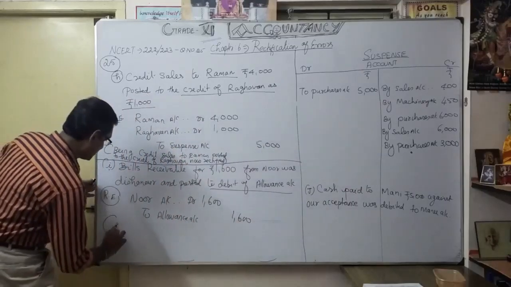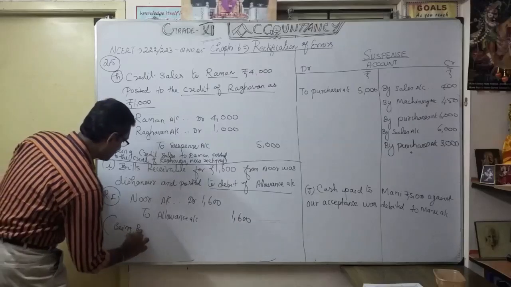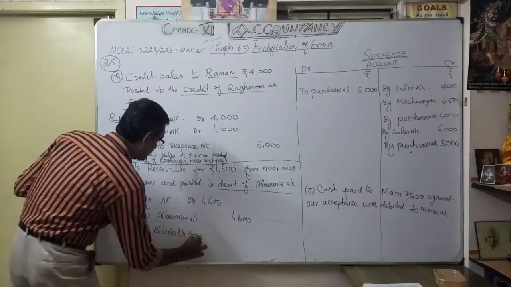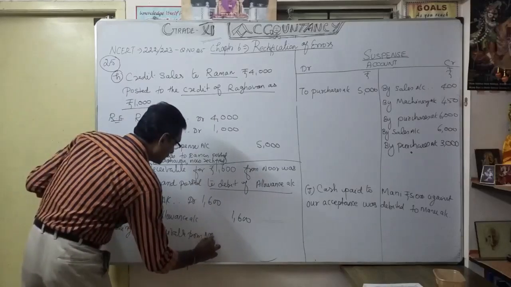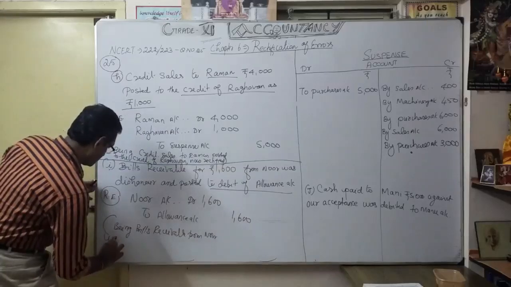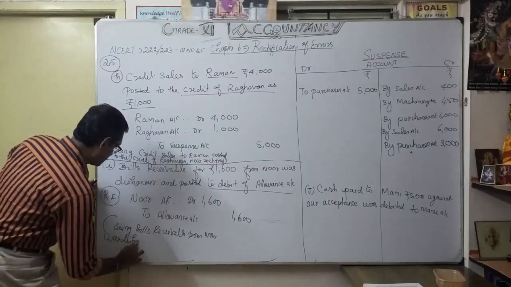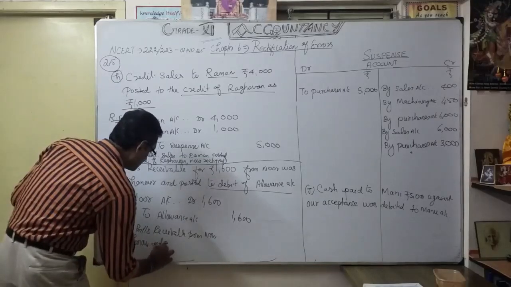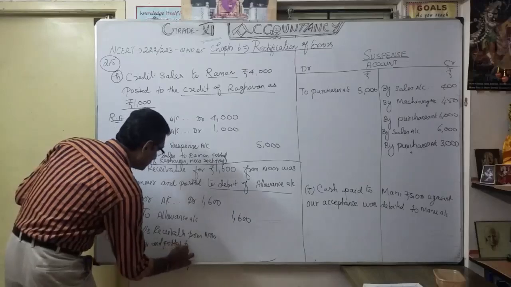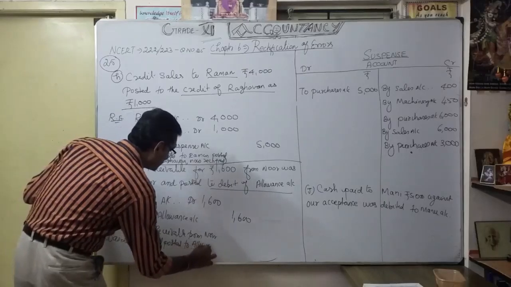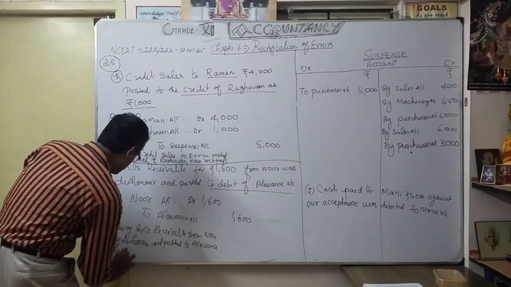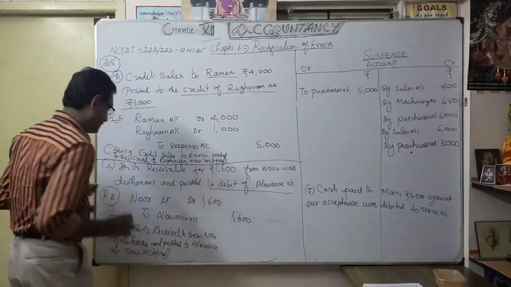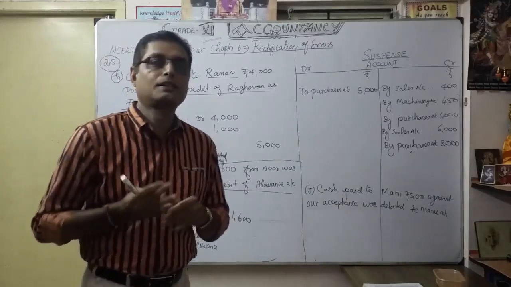So the narration: bills receivable from Noor was dishonored and posted to allowance account, now rectified. You understood now? That's why the transaction here. So the more detailed discussion comes under bill of exchange.